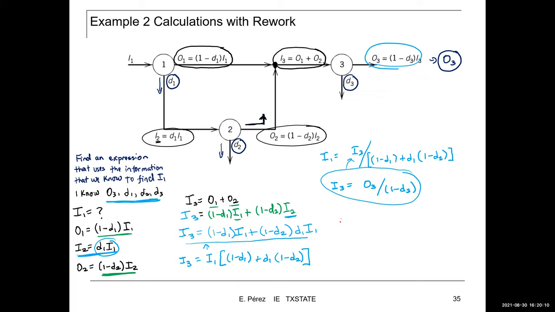So if I do that, I1 is going to be equal to O3 divided by 1 minus D3, times all this: 1 minus D1, plus D1 times minus 1 minus D2.